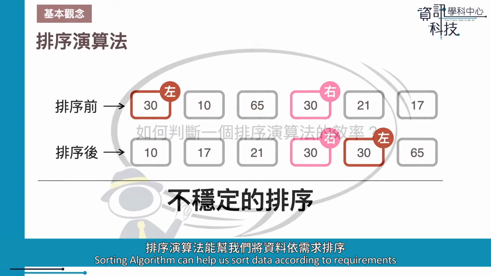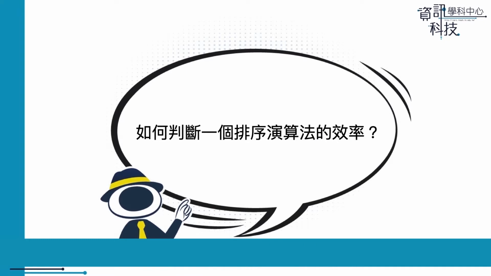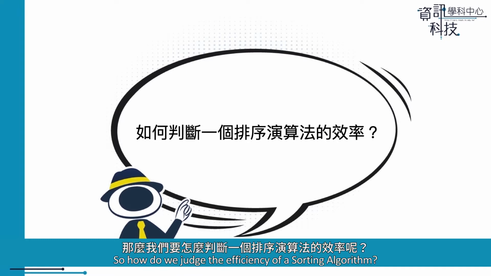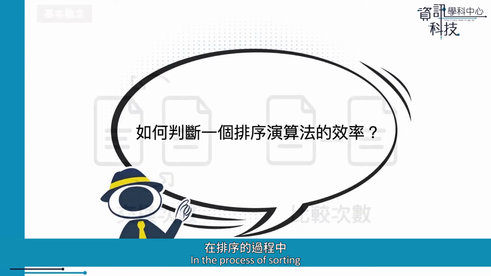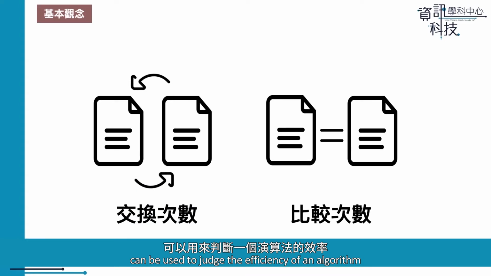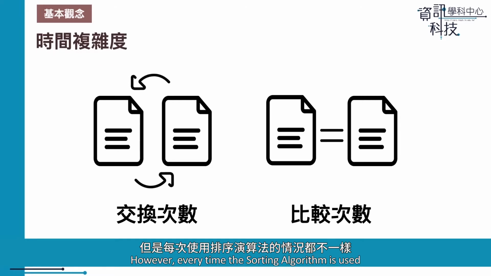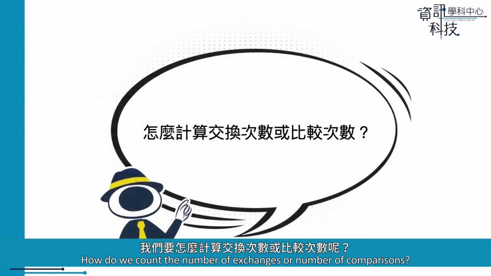Sorting algorithm can help us sort data according to requirements. The sorting process will involve memory space, stability, and efficiency. So, how do we judge the efficiency of a sorting algorithm? In the process of sorting, the number of exchanges of data and the number of comparisons can be used to judge the efficiency of an algorithm. This criterion is called time complexity. However, every time the sorting algorithm is used, the situation is different and the number of calculations or comparisons is different. How do we count the number of exchanges or number of comparisons?